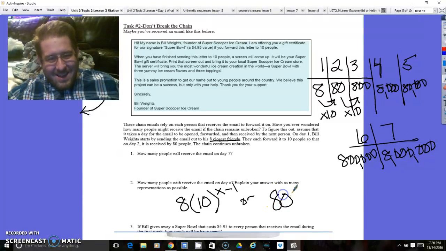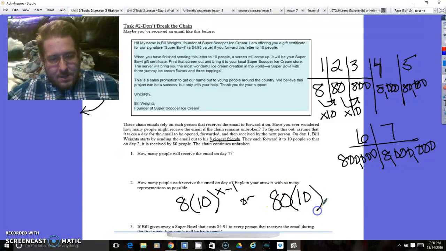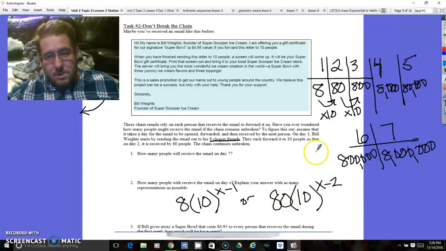So 80 times 10, because the pattern doesn't change. The pattern is going to be times 10 no matter where I start, to the x minus 2 power. Now, what changed was the starting point. I started this starting point at the second term. If I use the second term as the starting point, then I have to do x minus 2 on the outside.